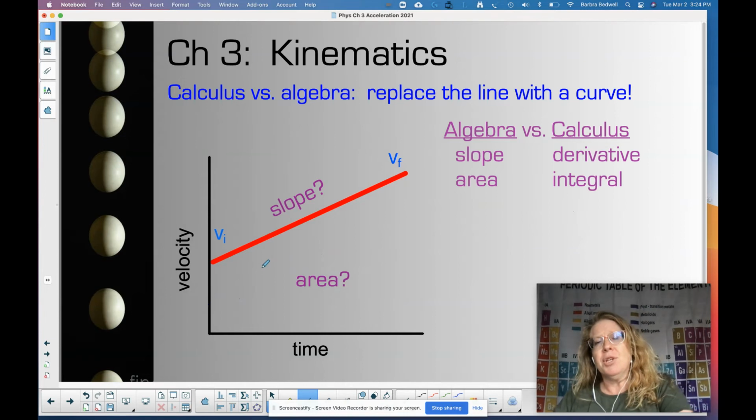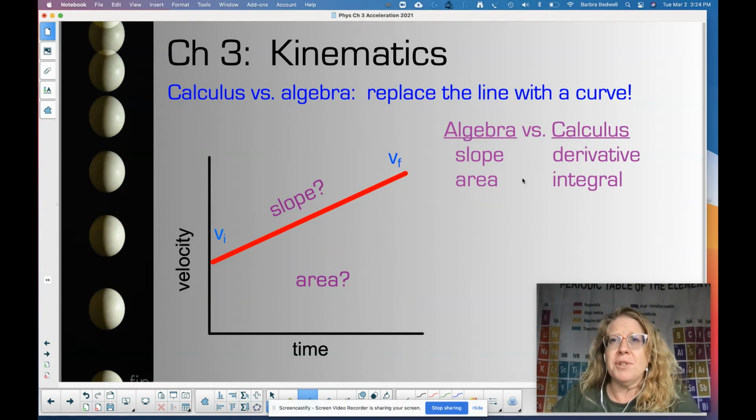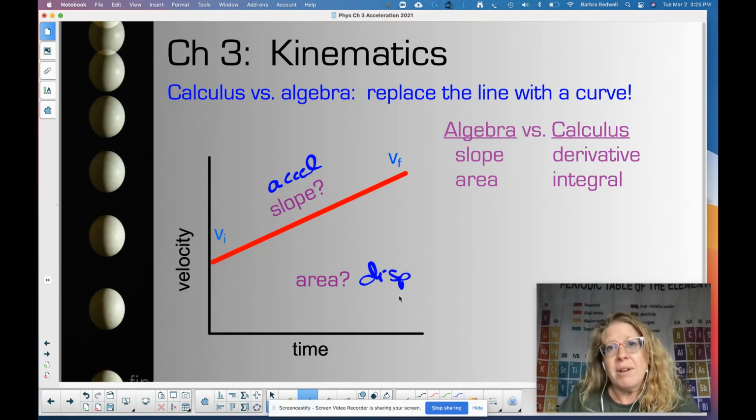Okay, so by the way, if we're doing calculus versus algebra, we've talked a little bit about this. What happens if we have slope here, right? We know that this slope is acceleration, and we know that the area underneath this one is displacement. These are important concepts for us. When we're talking about algebra, the slope of one of these lines is equal to acceleration. The area underneath there is called displacement.